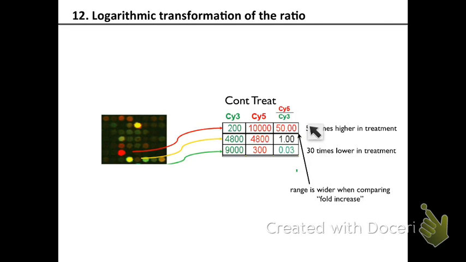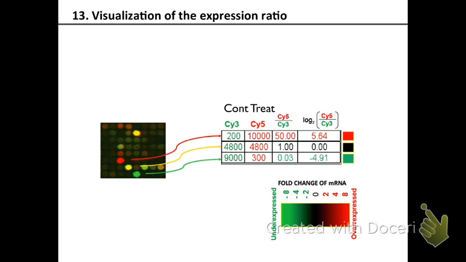That means in your treatment when you have more of something, but it's going to be squished when you're looking for fold decrease. So when we want to visualize this and compare it, what we do is we take a logarithm of this ratio. So when you take a log 2 of this ratio, what you can see here is that you can convert those numbers between 0 and 1 to a wider range, right? So now the log 2 of 50 is 5.64 and 0.03 is minus 4.91.